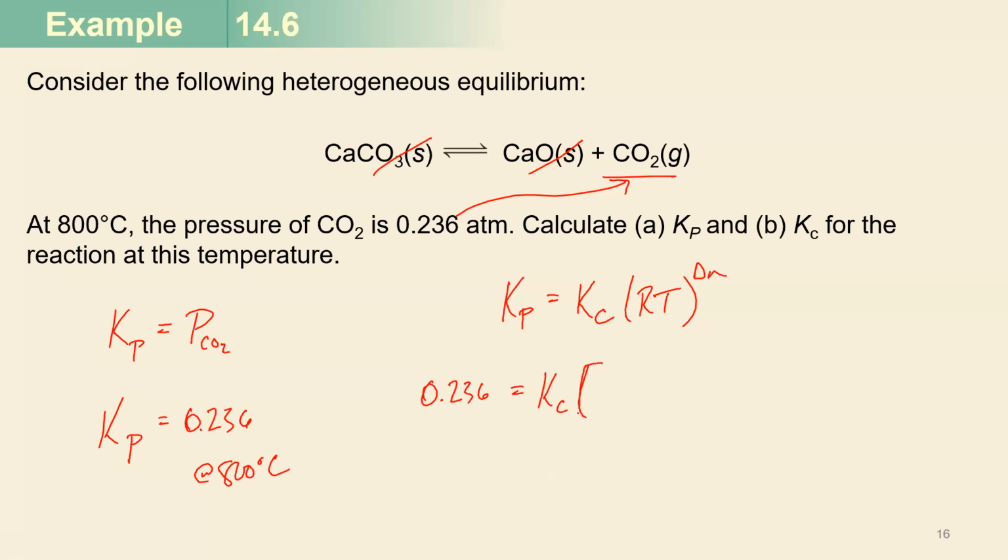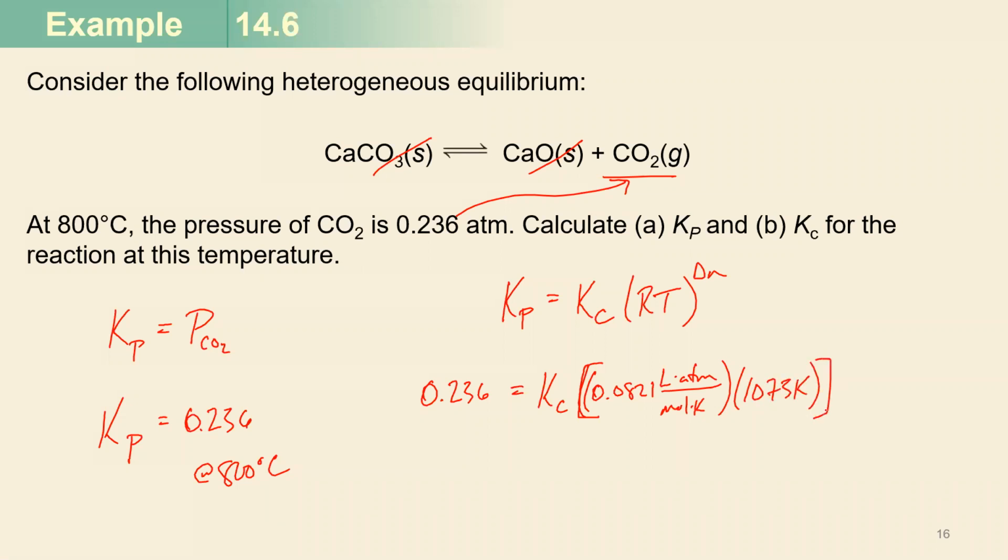Now, R, again, we need the gas law R, 0.0821 liters atmospheres per mole Kelvin. And we're going to multiply that by the temperature. Is the temperature 800? No, we have to convert it to Kelvin. So we add 273, so 1073 Kelvin.